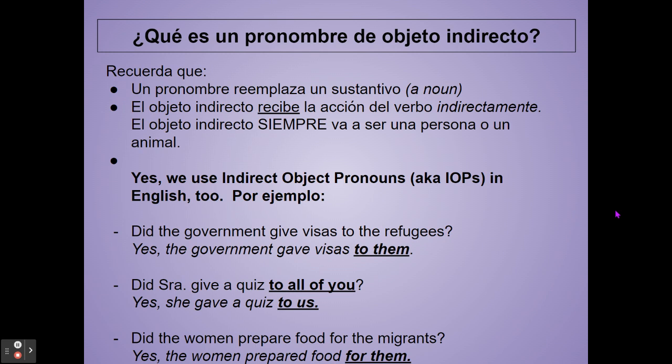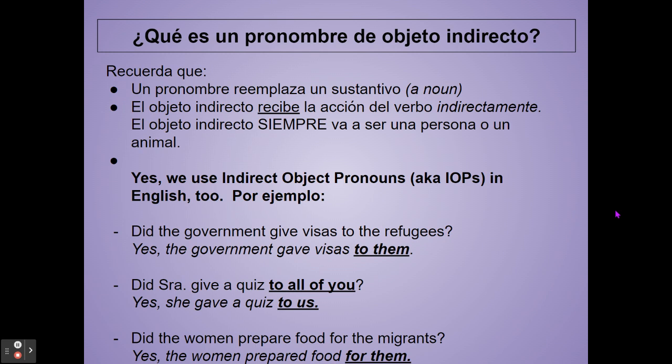So para los ejemplos, tenemos, did the government give visas to the refugees? Your indirect object in the original sentence is to the refugees. And so that's what we're going to replace in our answer. Yes, the government gave visas to them. To them being your indirect object pronoun.